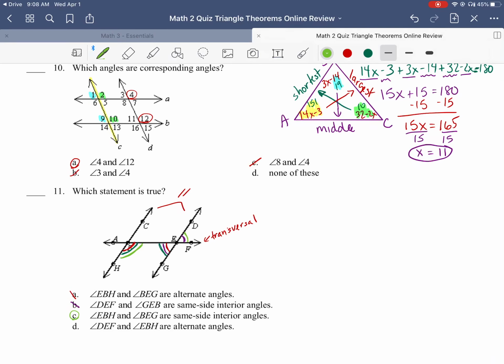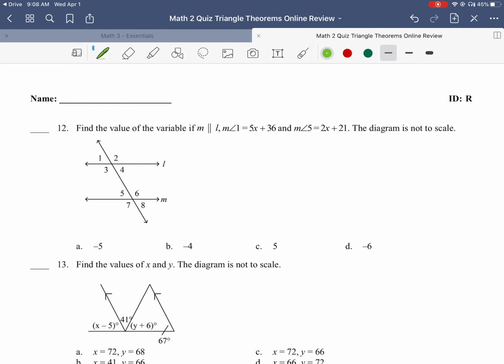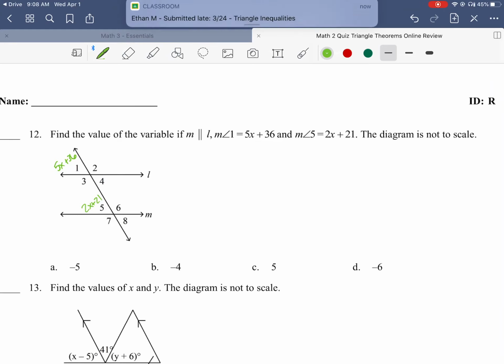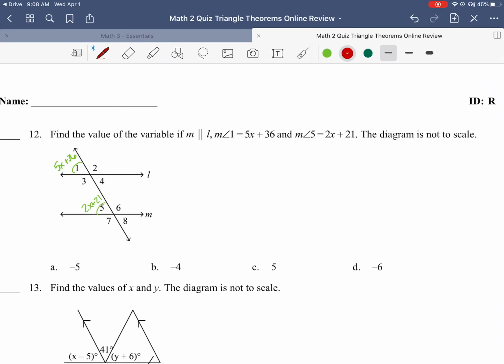The question on the quiz, similar to that, is not quite so vague. Okay. Find the value if they're parallel. So angle 1 is 5x plus 36. Measure of angle 5 is 2x plus 21. Notice that they are on the same side of the transversal and in the same spot, which means they're corresponding, which means I can set them equal to each other.